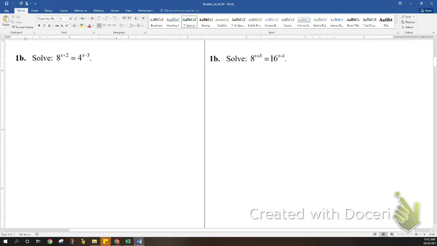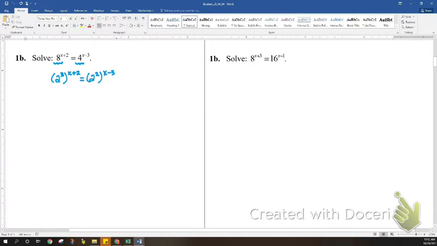All right, so on 1B, here's one like I was just talking about. We have base 8 and base 4. Will the 8 go down to a base of 4? It will not. So we have to ask ourselves, is there something that 8 and 4 will both go down to a base of? And there is. They'll both go down to a base of 2. So 8 is 2 to the third power, to the x plus 2, equals 4, which is 2 to the second power, to the x minus 3.